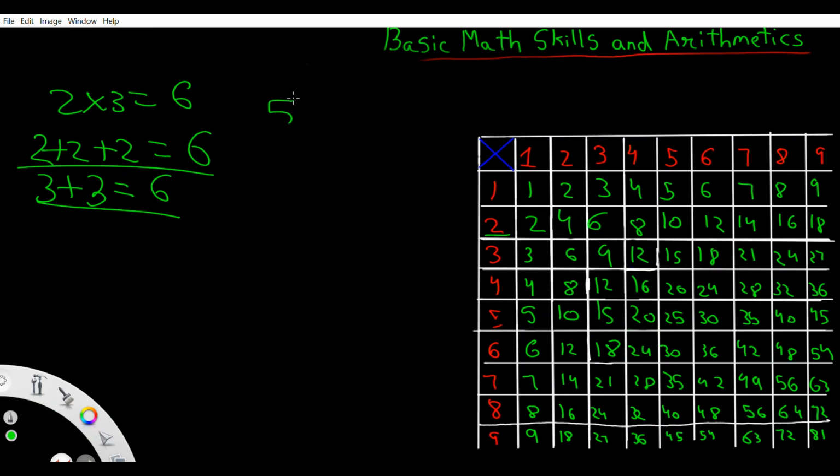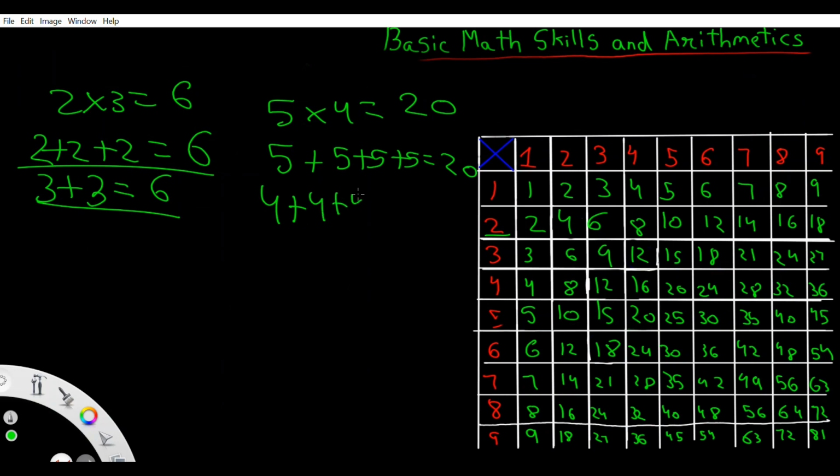If you want to do 5 times 4, you go from the fifth column to the fourth row to reach 20. So 5 times 4 is 20. This also means that if you add 5 to itself 4 times, you get 20. And it means that if you add 4 to itself 5 times, you should get 20.